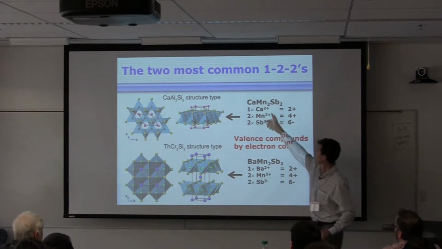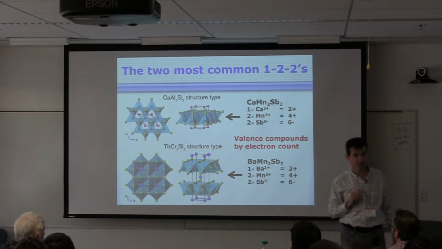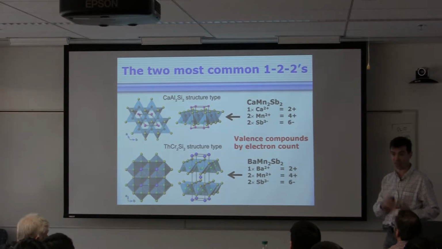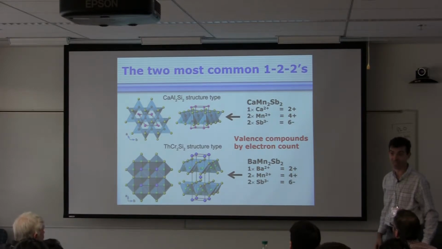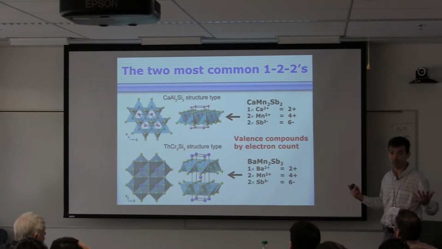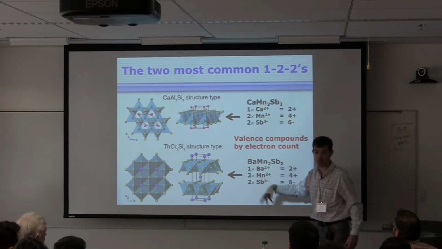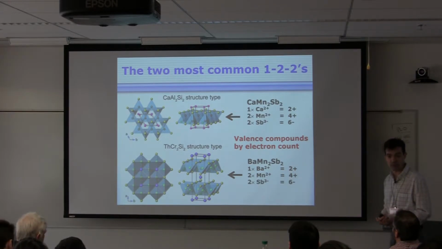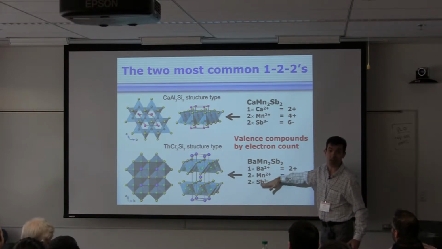So notice that this is calcium manganese antimony 2. This is barium manganese antimony 2. If you're paying attention, I told you that there are 3 important things to consider: electronegativity, sizes, and number of valence electrons. Since calcium and barium are in the same group, the number of valence electrons is the same, 16 electrons per formula, 16 electrons per formula. Manganese in this structure is 2+. Manganese in this structure is also 2+. This has been proven by susceptibility measurements and by DFT. So there's no question that this is not part of the equation.